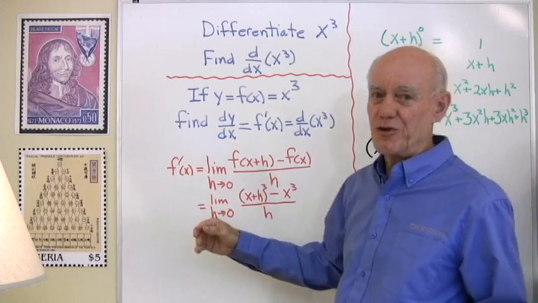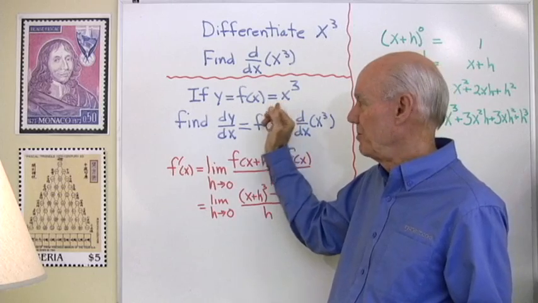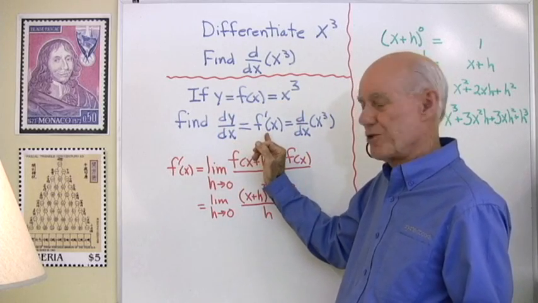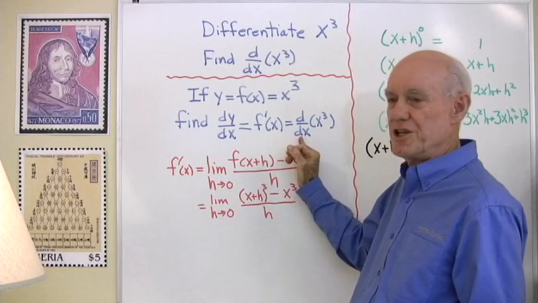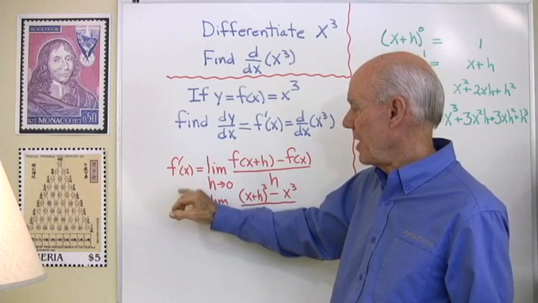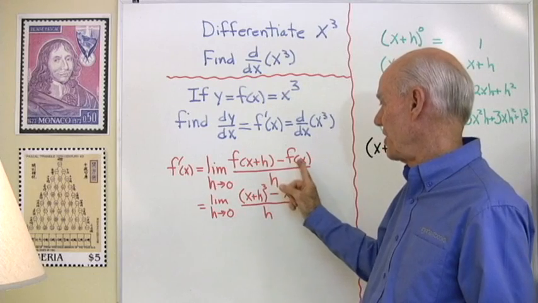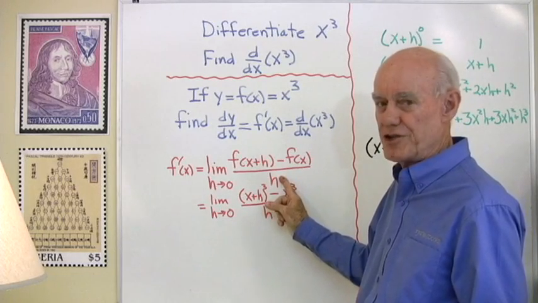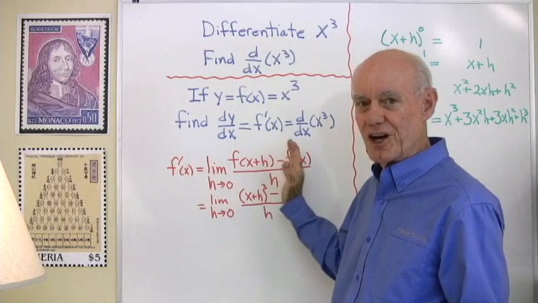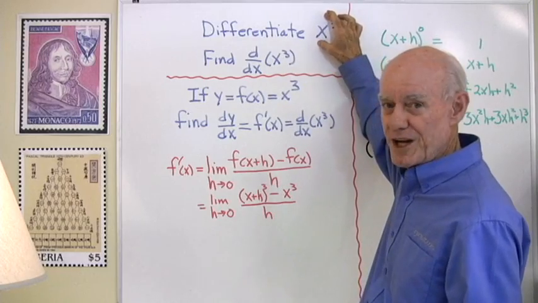Another way to say this whole thing would be if y is equal to f of x, which is x cubed, find dy/dx or f prime of x or d/dx of x cubed. So we're going to use the definition. So f prime of x is the limit as h goes to 0 of f of x plus h minus f of x all over h. That's the definition of the derivative, and we want to apply this to this function right here.